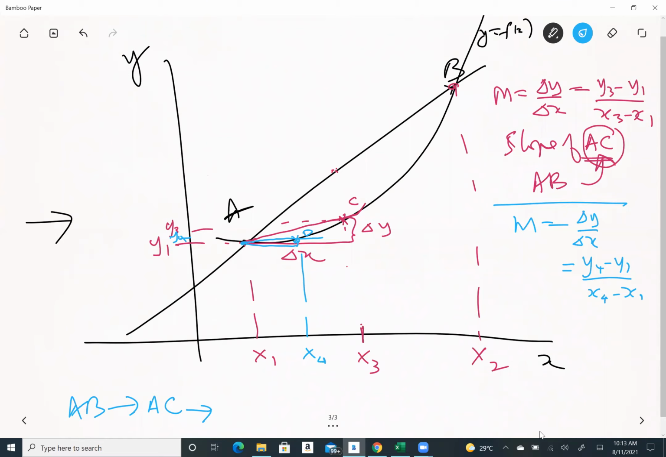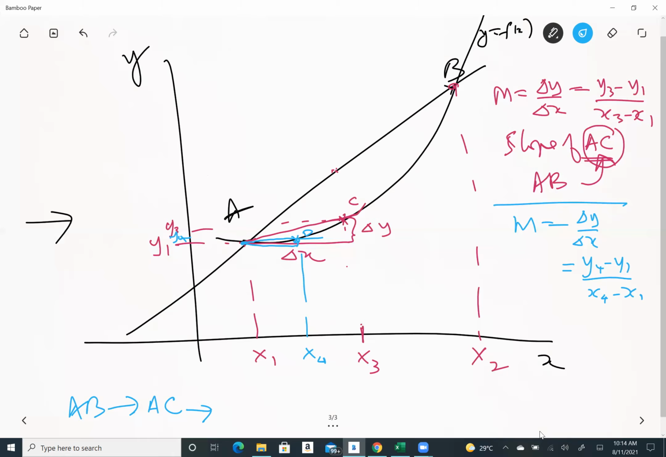If you look at AB, the slope of the straight line AB and the slope of the curve is too far off. You want to find the slope of the curve AB, but what you get is the slope of the straight line AB. That is too far off. That's why I say it's not a good estimate.